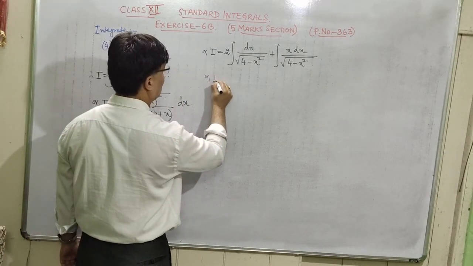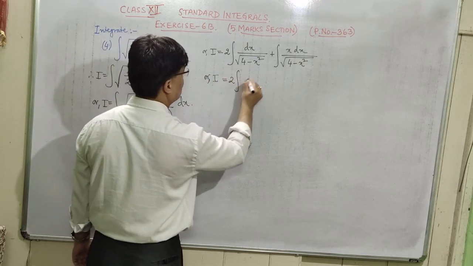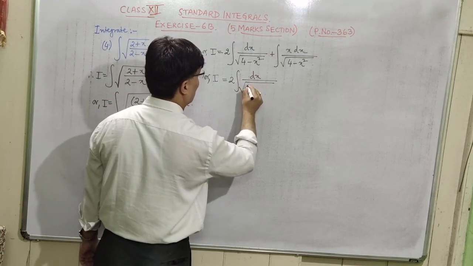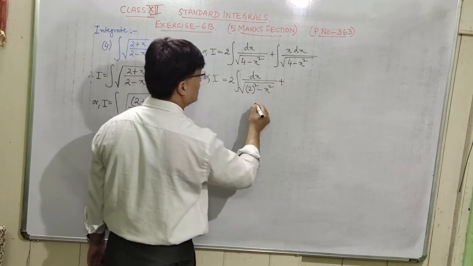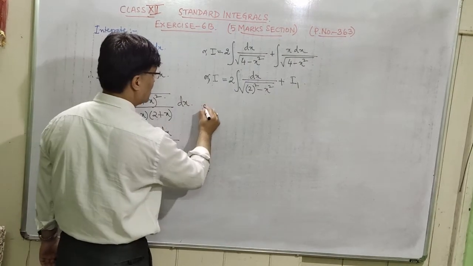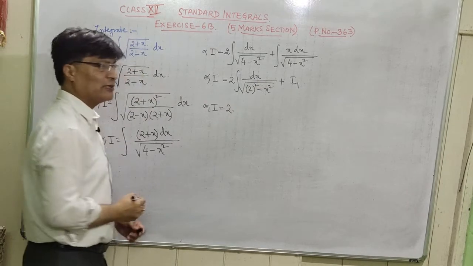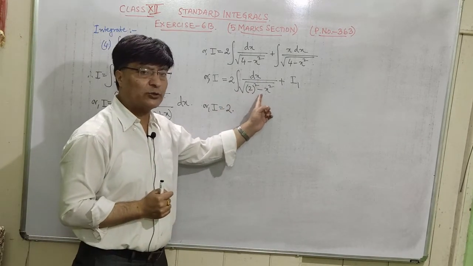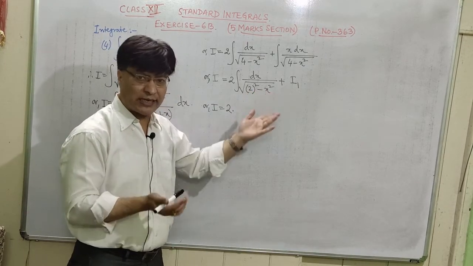So I is equal to 2 integral dx divided by root over 2 whole square minus x square, plus I1. Let us mark it as I1. So I is equal to 2 into, this is directly a standard integral, integration of dx divided by root over a square minus x square. Instead of a there is 2, instead of x there is x only.